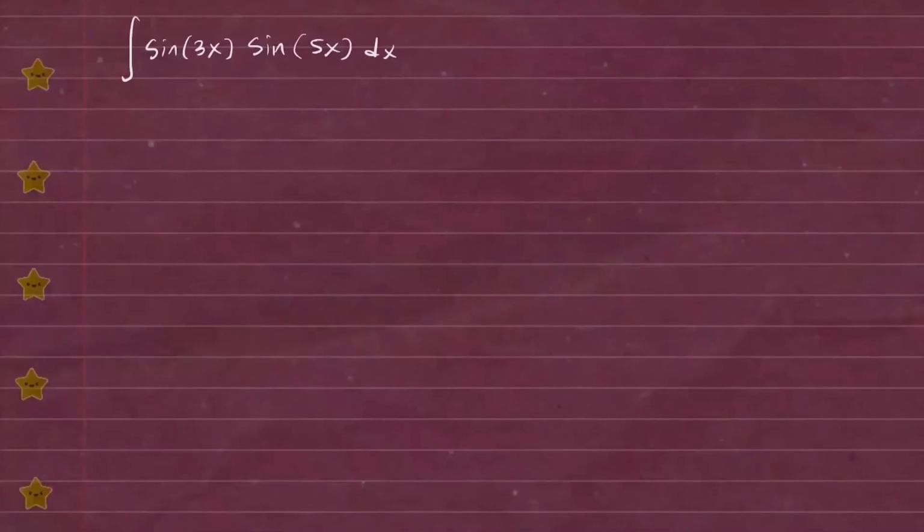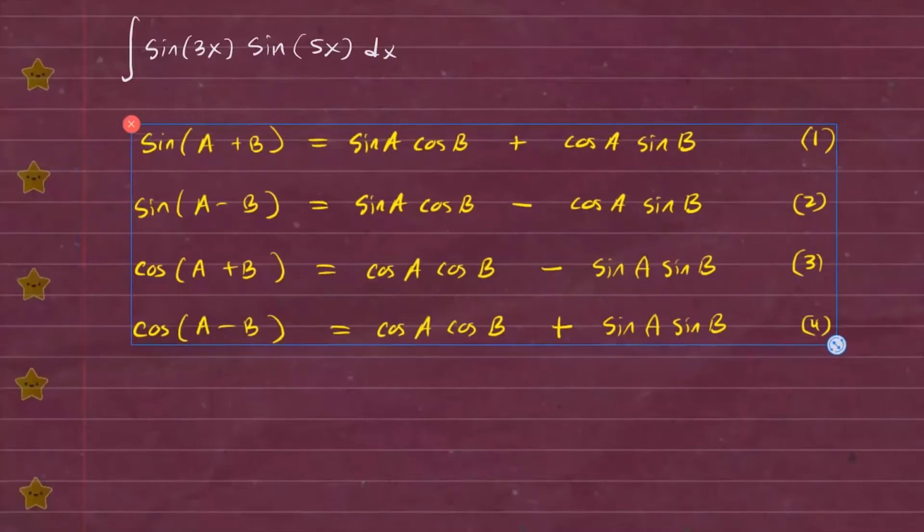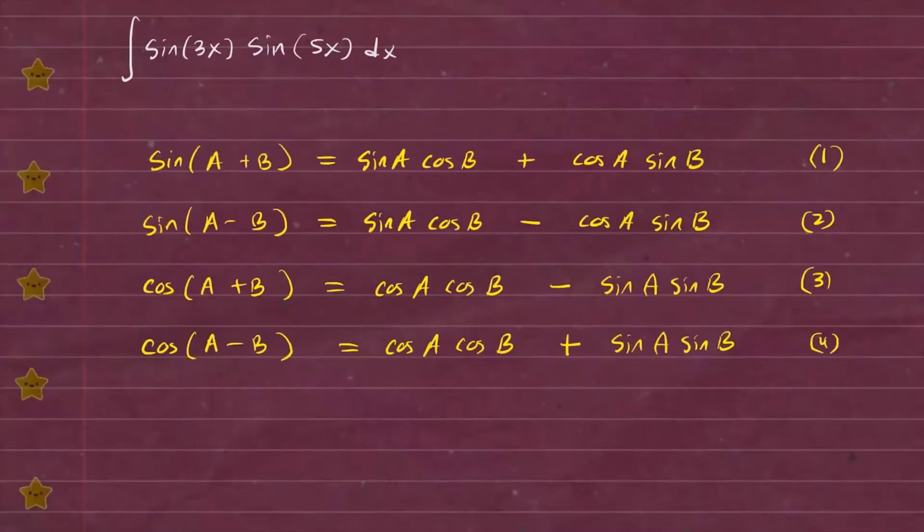Here is another similar problem. We have sine of 3x and sine of 5x. So we're going to be using the formula we wrote down earlier. So these are the formulas, sum and difference of two angles. Now you want to look for where you have sine A and sine B. So sine A, sine B appears right here. So that's what I want.